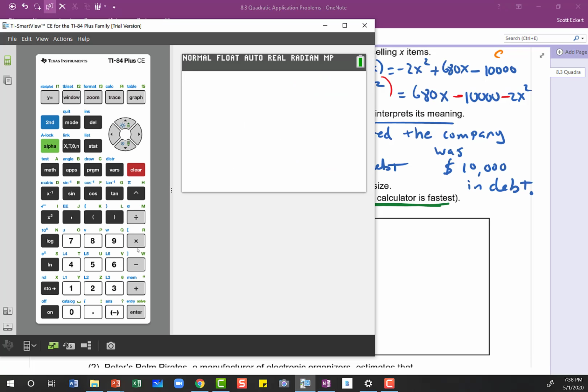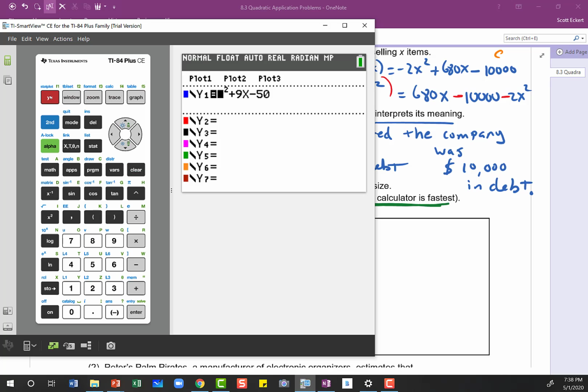Okay, so let's graph this thing. Now we do have a few clues, but first we're going to have to get the equation typed in there, of course. Alright, so you can see that I put the equation in there. Notice I have the -2x squared and the -10,000. I wanted to make sure we didn't lose those negatives that we had in there earlier.